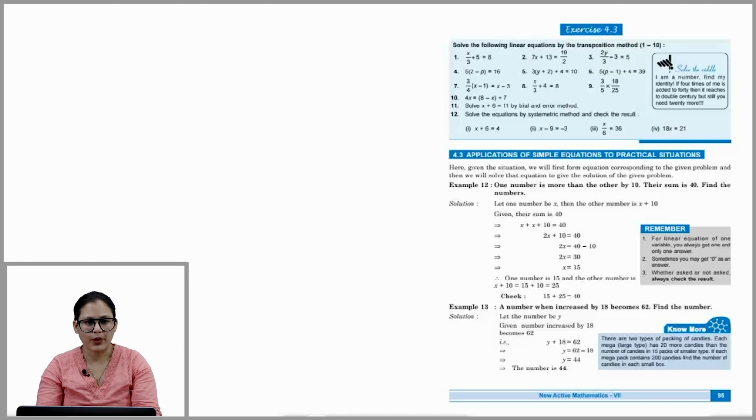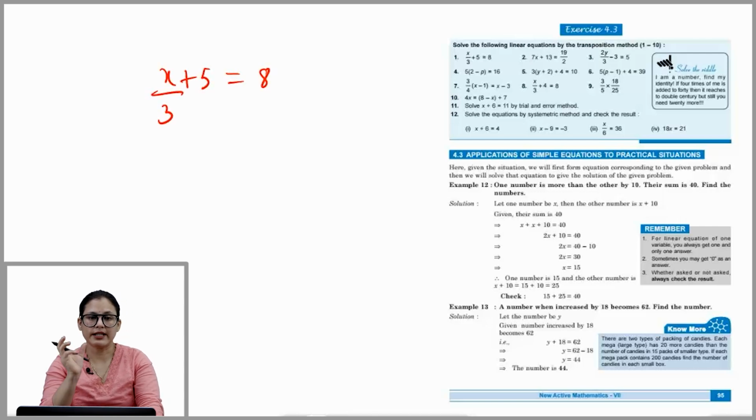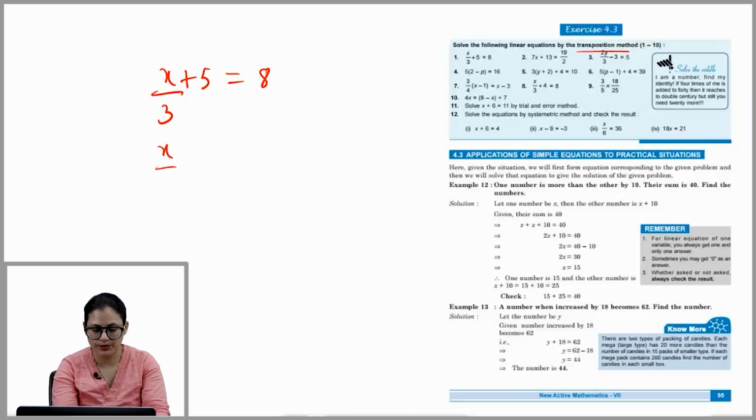Let's do exercise 4.3. Solve the following linear equations by the transposition method. X by 3 plus 5 is equal to 8. It is clearly written here, by the transposition method. So first, what will you do? We will transpose 5 to the right hand side, so it will become minus 5. X by 3 is equal to 8 minus 5, which is 3.